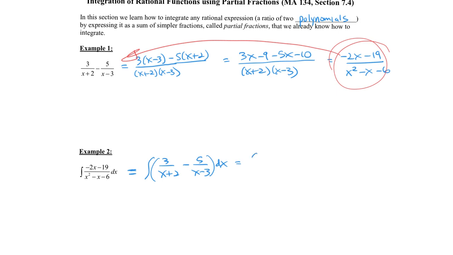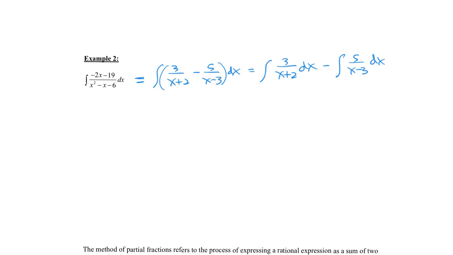So we could say this is equal to 3 over x plus 2 dx minus 5 over x minus 3 dx. And then what I'm going to do is pull these constants out front. So I'm going to write this as 3 times 1 over x plus 2 dx minus 5 times 1 over x minus 3 dx. And now we've got pretty easy integrals here.